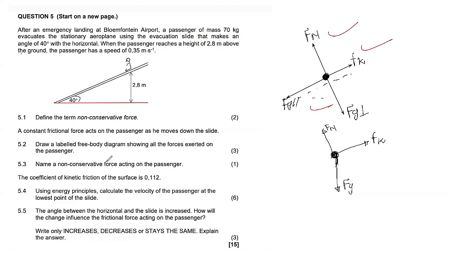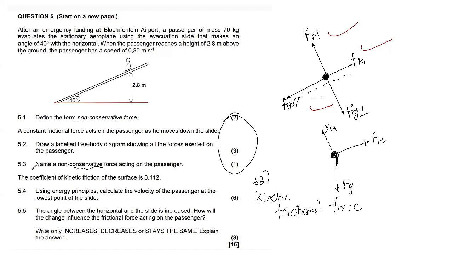Okay, then 5.3 says, name a non-conservative force acting on the passenger. So remember, the non-conservative forces that we have are either kinetic frictional force, applied force, or tension force. Then we do not see any applied force or tension. That means the only non-conservative force that we can observe here is definitely the kinetic frictional force. So kinetic frictional force. That's a non-conservative force that's there. Okay, then we are done with this one. We can see easy peasy. We've been given 6 marks just for free there.